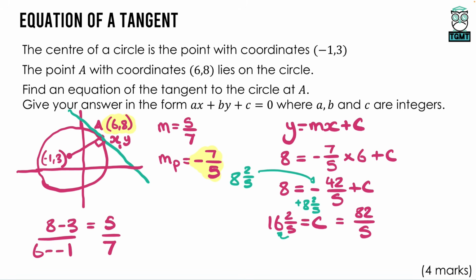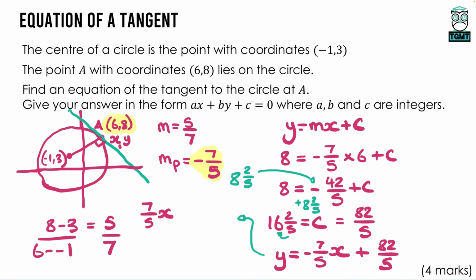So I can write my equation of the line. I've basically got it all set up anyway. I get y equals minus 7 over 5x plus 82 over 5. And here's why I would leave it as a fraction. This particular question wants it in a particular form. ax plus by plus c equals 0. So I definitely need to move all of the pieces to the left-hand side so that it says equals 0. So if we add the 7 over 5x over, we get 7 over 5x plus y minus 82 over 5, and that all equals 0.